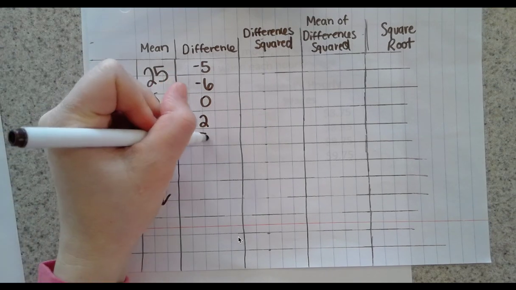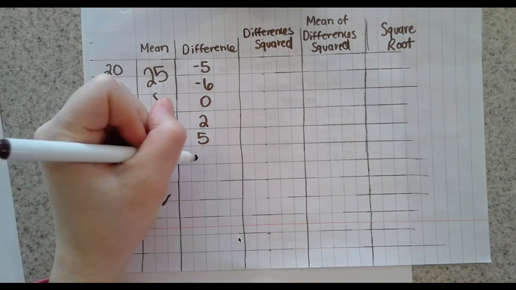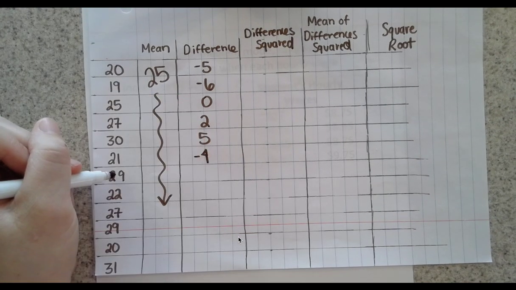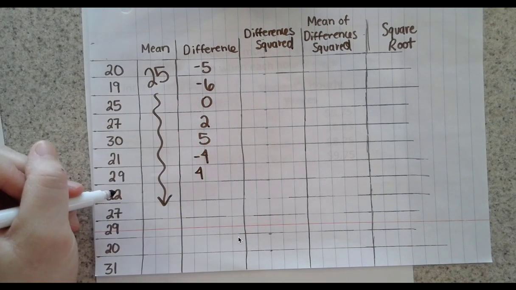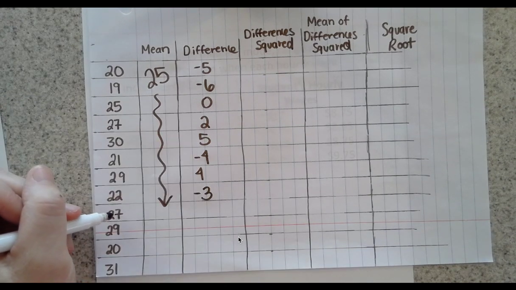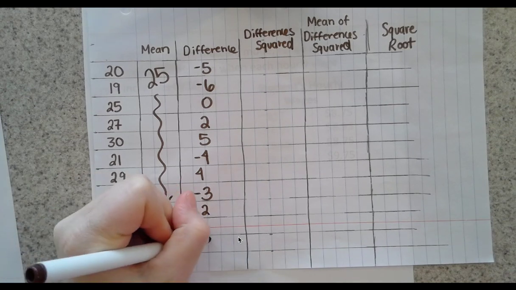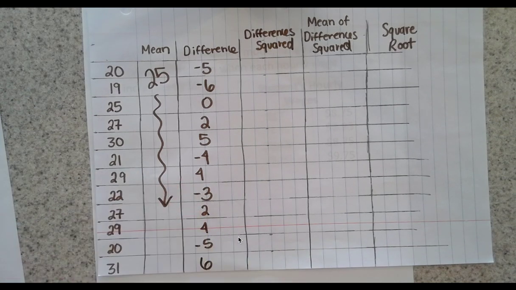30 minus 25 is 5. 21 minus 25 is -4. 29 minus 25 is 4. 22 minus 25, -3. 4, -5, and 6. Okay, so that's step 2, is to find all these differences.